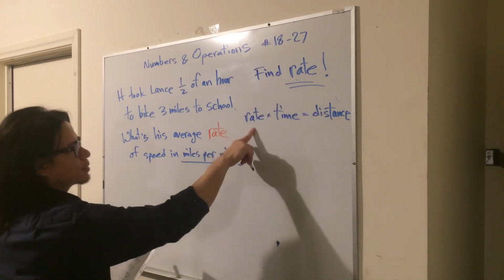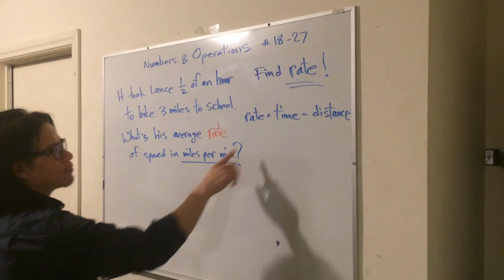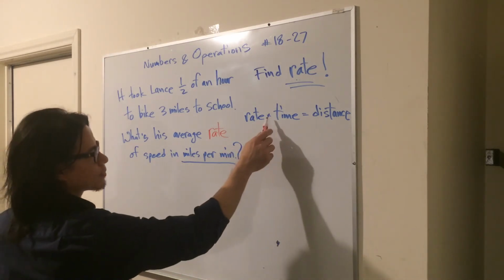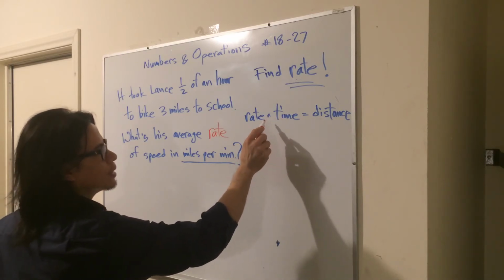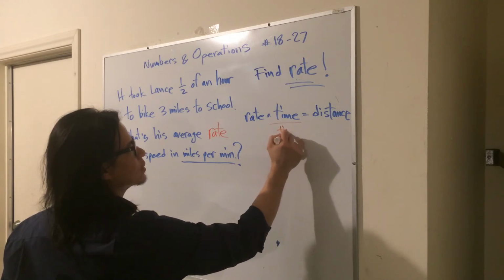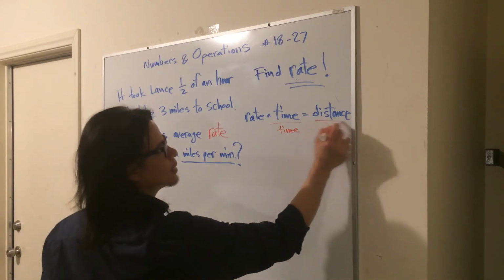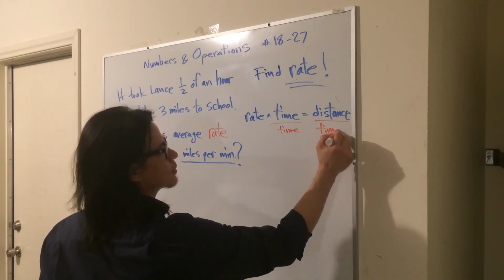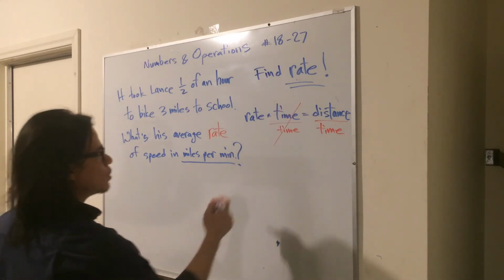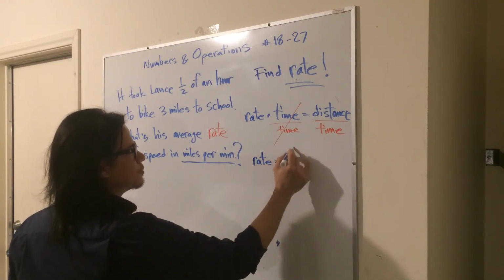If you want rate, we need to isolate rate and get it by itself. So here we have rate times time. Time is in the way. So we have to ask ourselves, what's the opposite of multiplying by time? It would be to divide by time. Since there's an equal sign there, we need to divide by time on both sides. That cancels out time. So ultimately, rate is equal to distance over time.